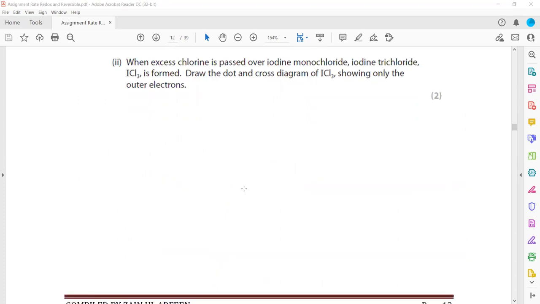When excess chlorine is passed over iodine, iodine trichloride is formed. Draw a dot and cross diagram for ICl3. Show only the outer shell electrons. So iodine trichloride is there. We have 1 iodine and we have 3 chlorine.